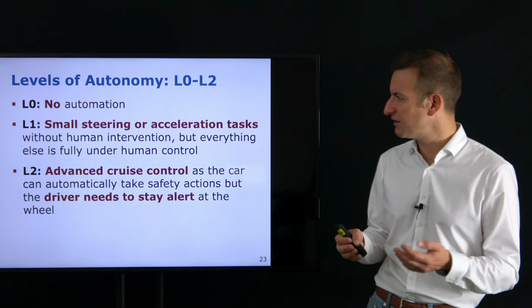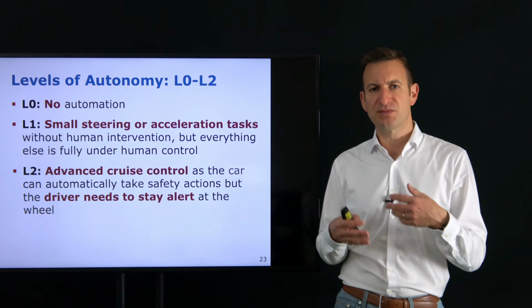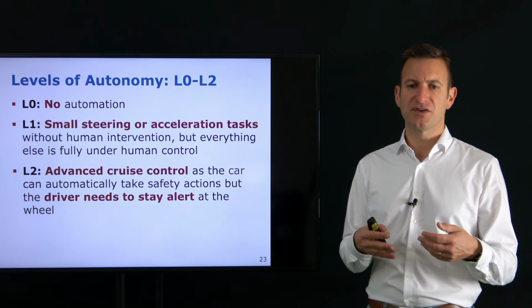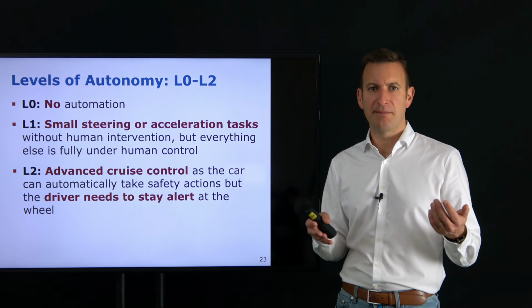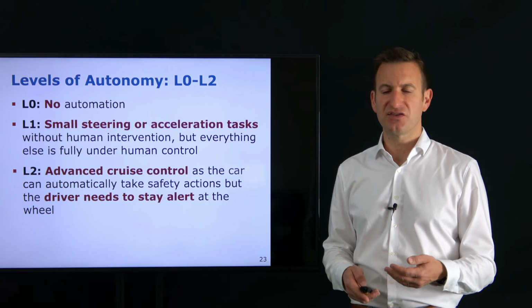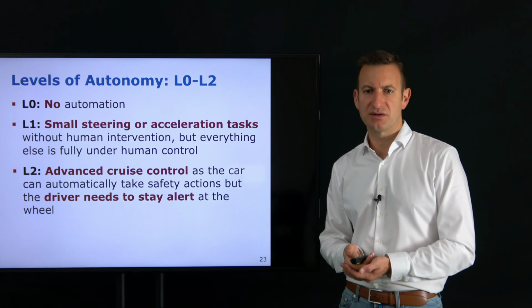Level 2 can be seen as an advanced cruise control, where you as a driver are still responsible, you still need to be alert, but the vehicle does certain maneuvers such as accelerating or braking on its own. So let's call it an advanced driver assistance system. Advanced cruise control is what we would refer to as level 2 autonomy.